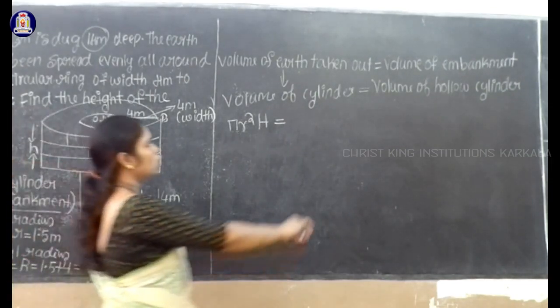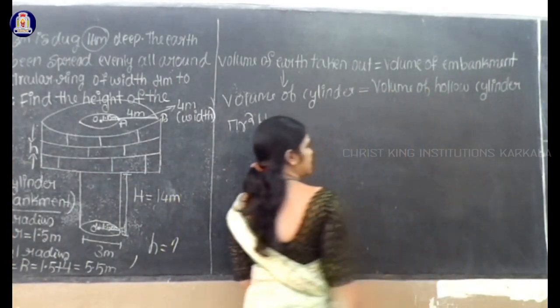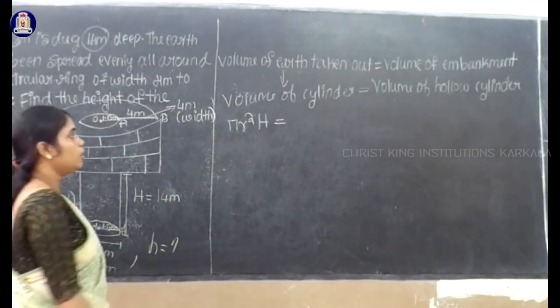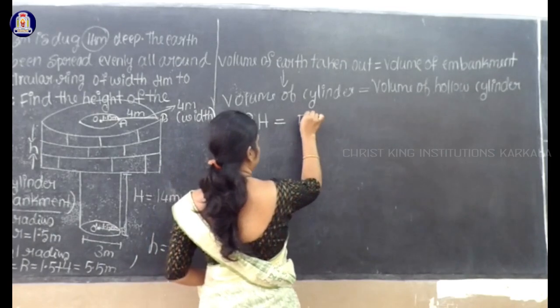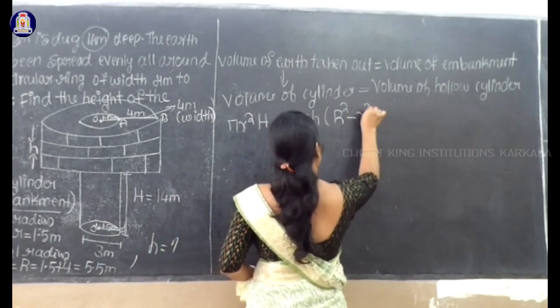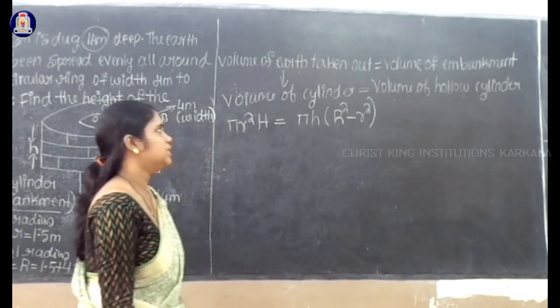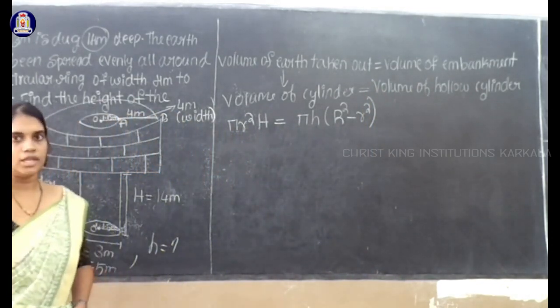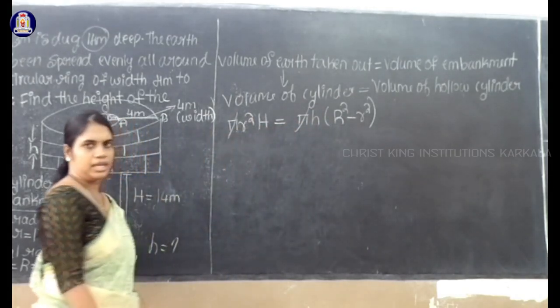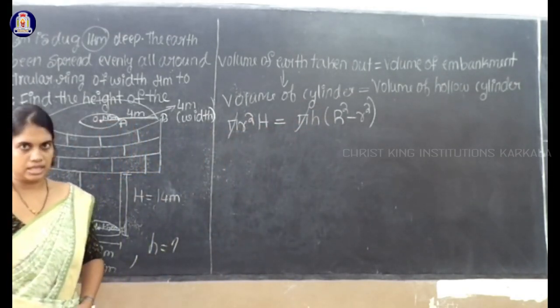Equal to volume of the hollow cylinder. Just recall the formula. What is the formula? Volume of the hollow cylinder is given by pi h (R square minus r square), capital letter R square minus small letter r square. So shall I cancel this pi and pi? Pi and pi will get cancelled, isn't it?